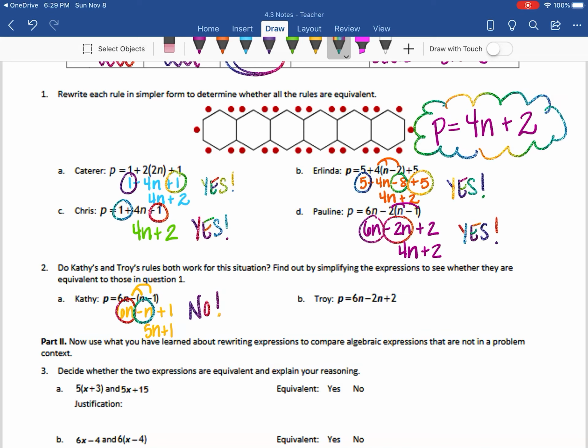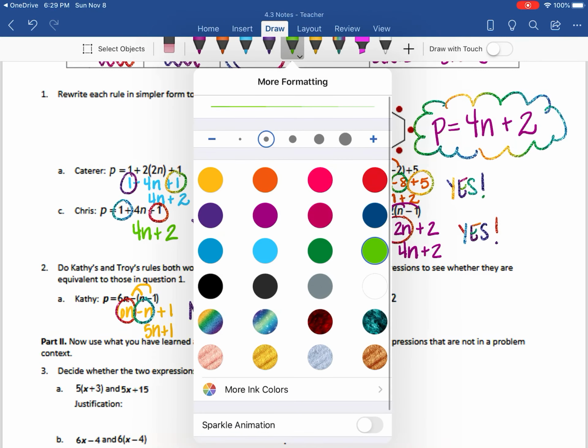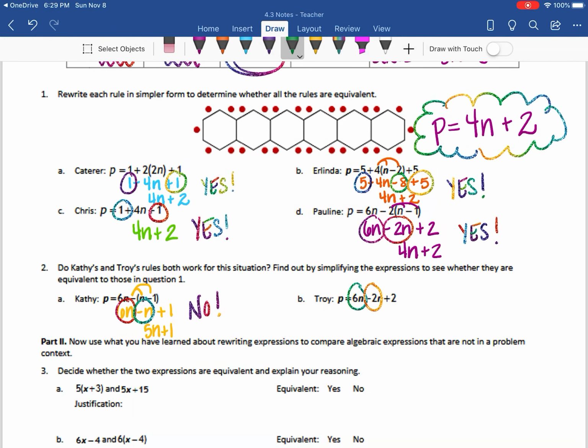Right, we're going to look at Troy. And looking at Troy, we are just going to go straight to combining like terms because there's no distribution. I have 6n take away 2n. And when I do that, that gives me 4n plus 2. That is equivalent. So the only expression that was not equivalent was Kathy's.